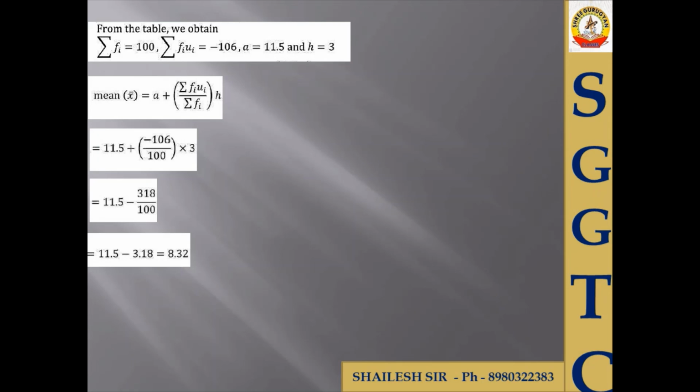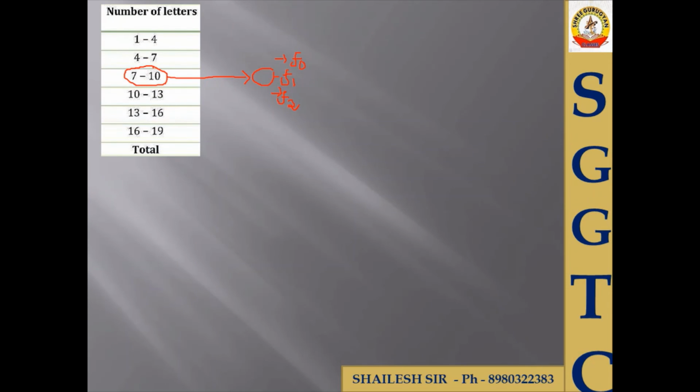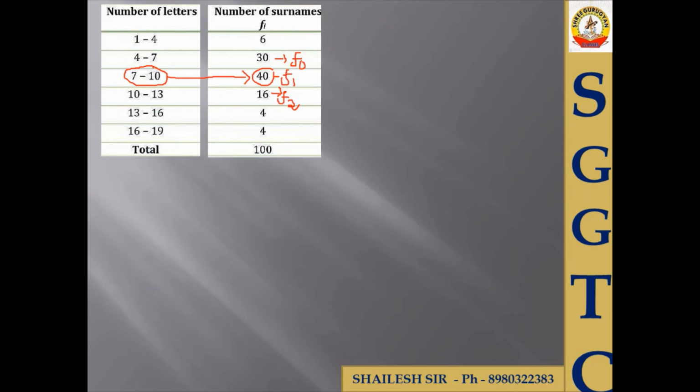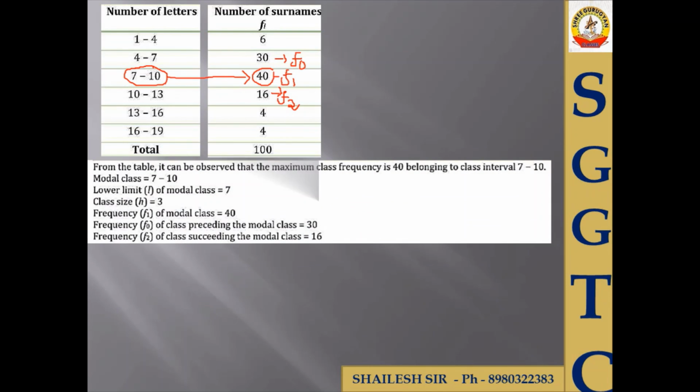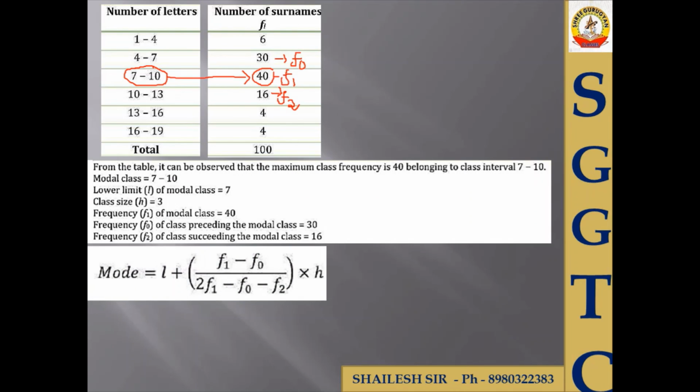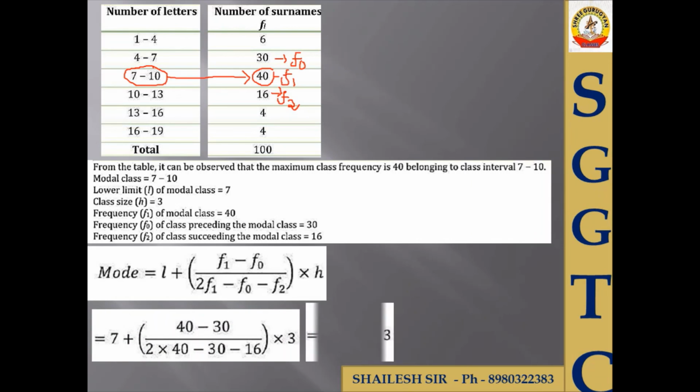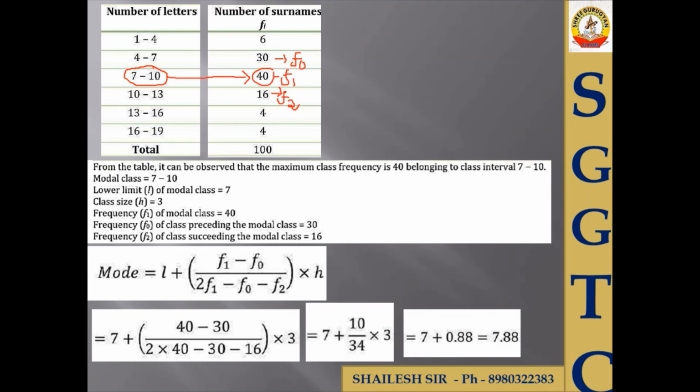Now the same question, but at the mode level. So this is your mode level. Again I write down the question and check, students, what is the highest frequency in the given question. 6, 30, 40, 16, 4 and 4. Yes, the highest is 40. So the modal class is ready, 7 to 10. This one. And here you create, it is your F0. And here you create F1. And the last one, it is F2.